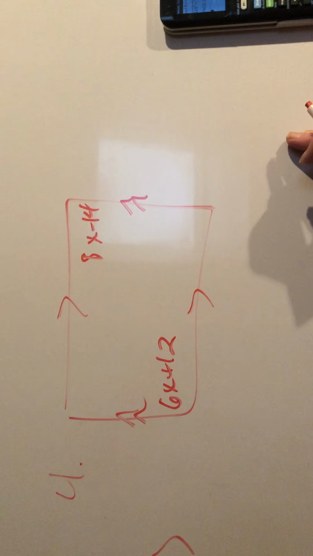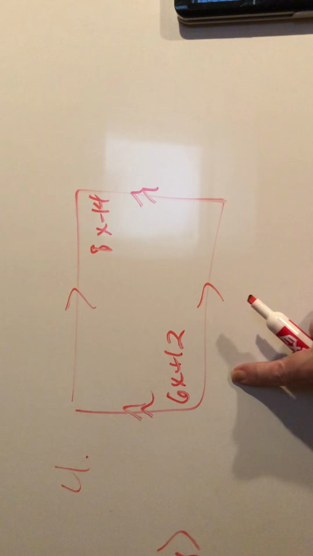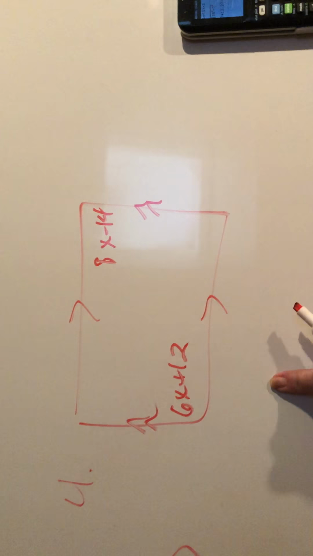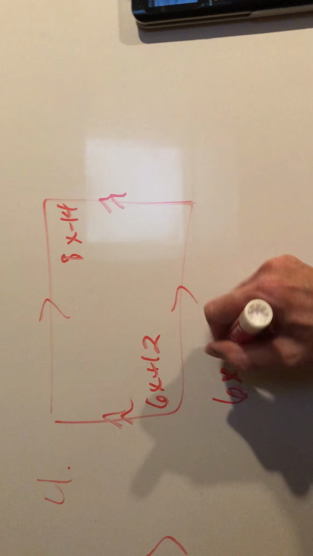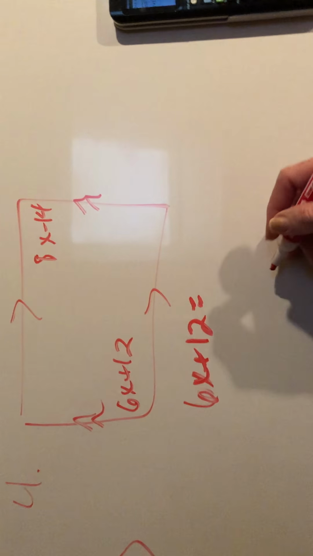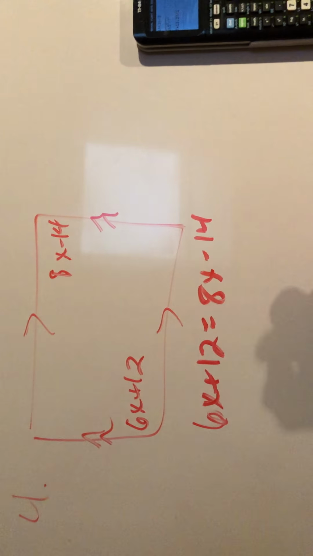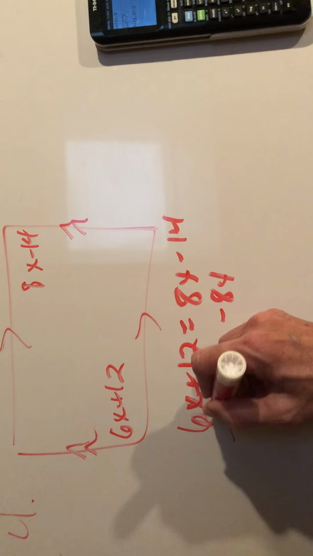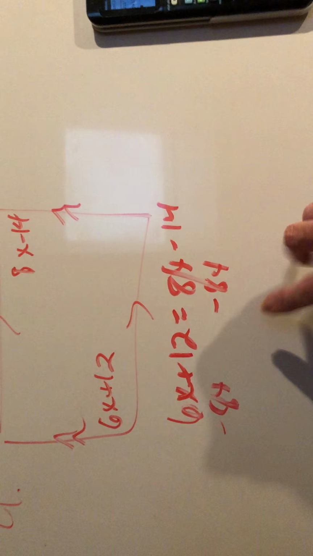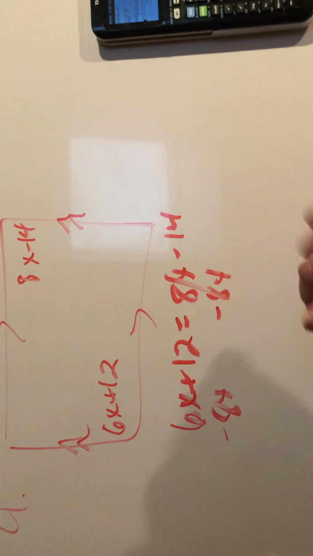So the way to see if it's a rectangle is you need to find x and then plug in and make sure that these angles are 90 degrees. But you have to find x. You cannot set them equal to 90. You have to set them equal to each other because it's a parallelogram and opposite angles are congruent. So you'd subtract 8x.